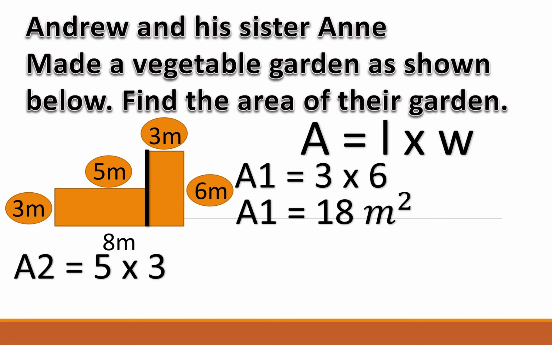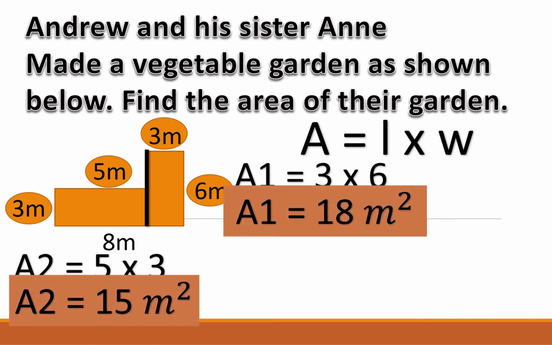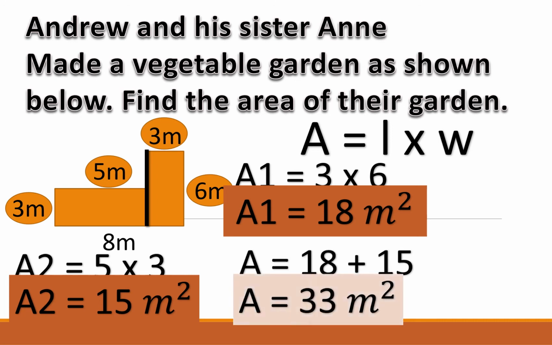While in area 2, we have 5 times 3. And 5 times 3 is 15. Meaning, the area 2 is equal to 15 square meter. Okay. What are we going to do to find the two areas? We are going to add. So by adding 18 plus 15, the whole area of the garden is equal now to 33 square meter. So that's it.